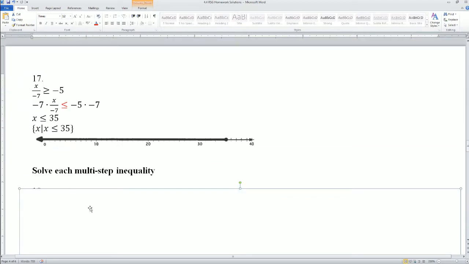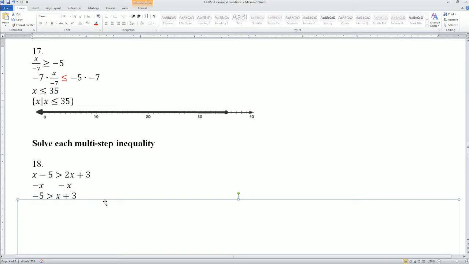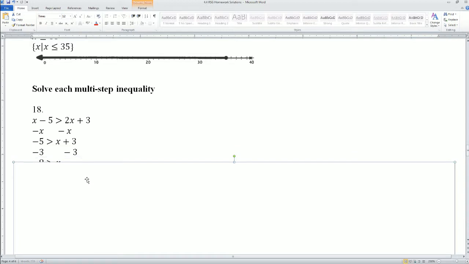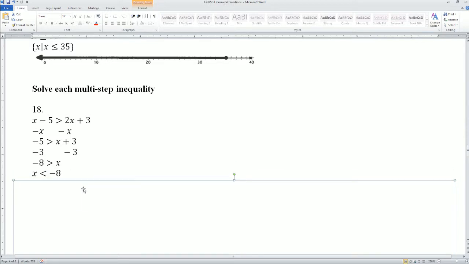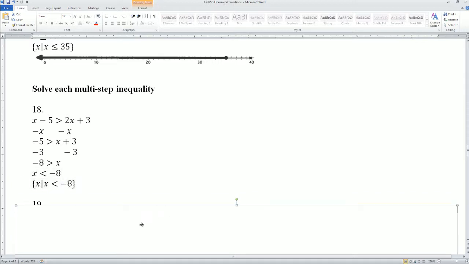Okay. Alright, next you're going to solve each multiple step inequality. x minus 5 is greater than 2x plus 3. Minus x to both sides. You get negative 5 is greater than x plus 3. Subtract 3 to both sides. Negative 8 is greater than x, or you can say x is less than negative 8. The solution set is all x values such that x is less than negative 8.